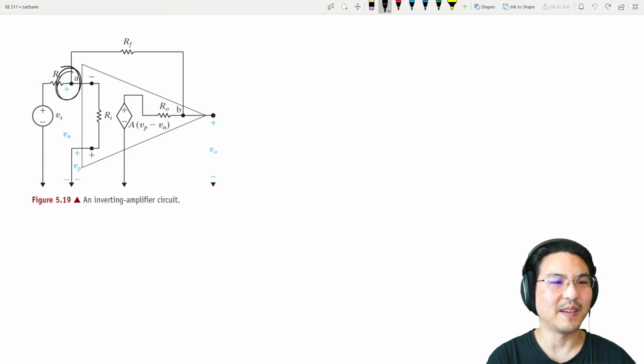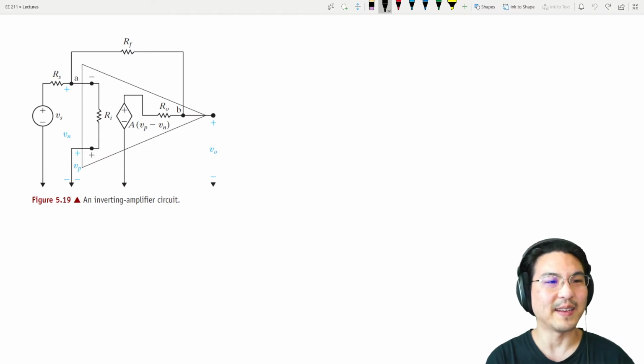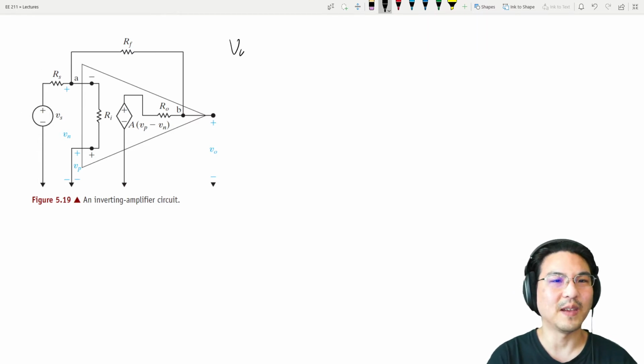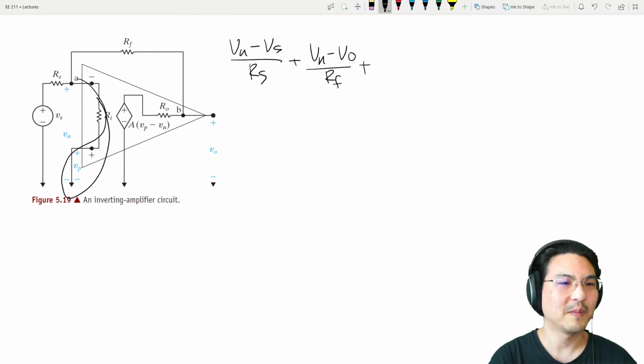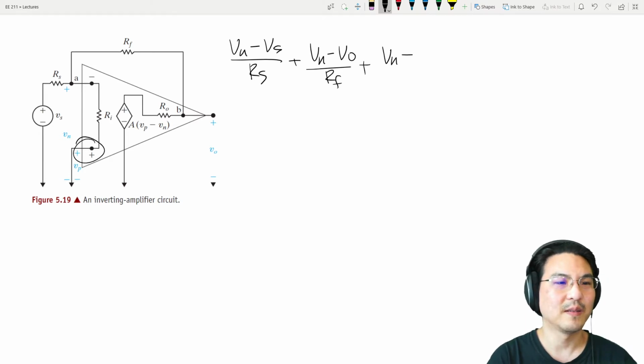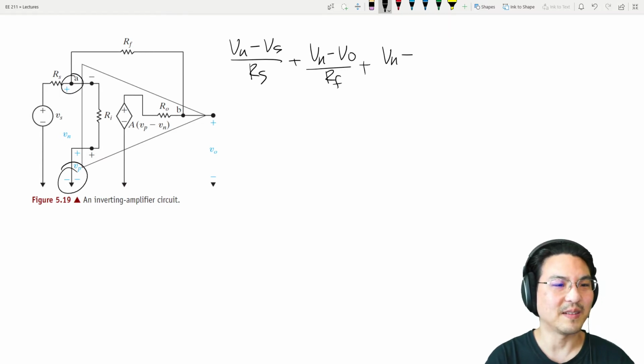So at node A, KCL, the voltage there is Vn. So let's find the current here. So Vn minus Vs over Rs. And now the current going this way. So Vn minus Vo over Rf. And now the current this way. So that's Vn minus, over here is 0, right? Because there's Vn and there's ground. So 0 over Ri.